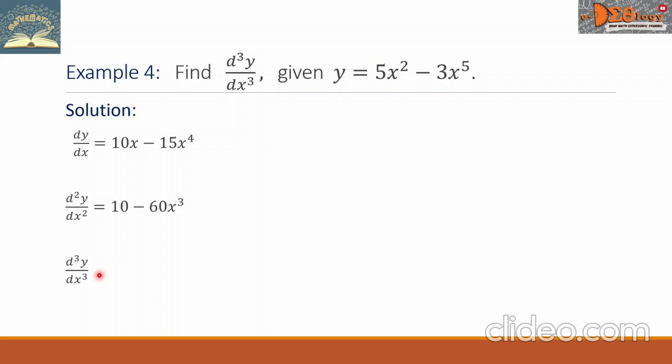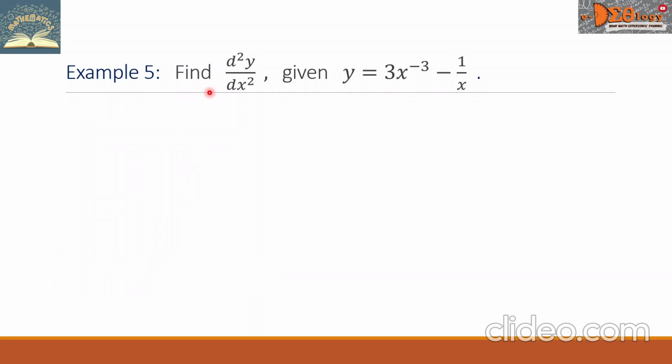Now the third derivative. Let us now take the derivative of each of these two terms. The derivative of 10 is 0, and the derivative of negative 60x cubed is now negative 180 times x squared. This 3 we multiply by negative 60, that's why we get this negative 180. And this power 3 minus 1 becomes 2. This is the final answer.